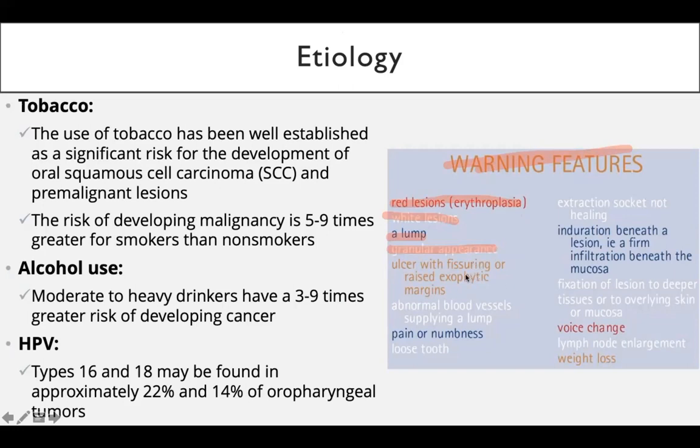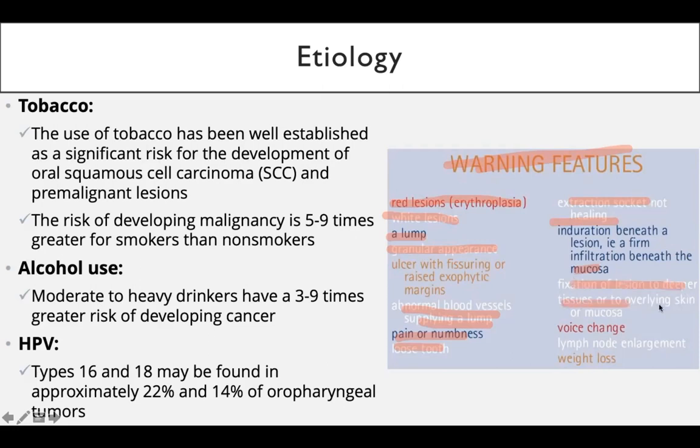Ulcers with fissuring or raised exophytic margins. Abnormal blood vessels supplying a lump. Pain or numbness. Loose tooth. An extraction socket that does not heal is also a warning sign. Induration beneath a lesion, there is indurated, firm infiltration beneath the mucosa. The mucosa has been ruptured and the spread has gone to the next level.